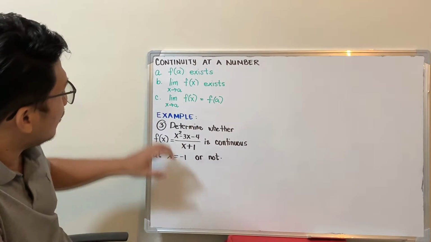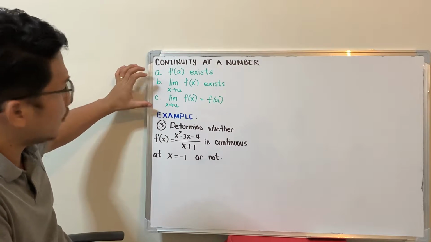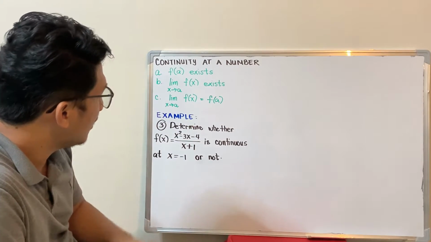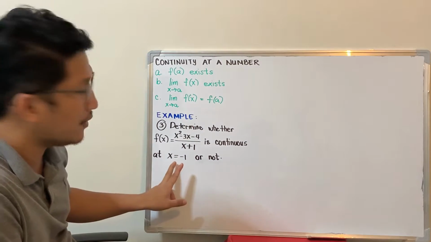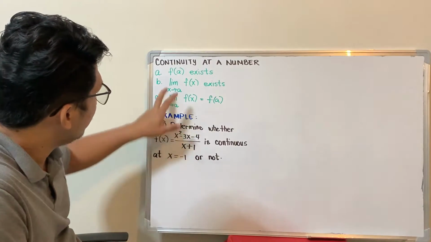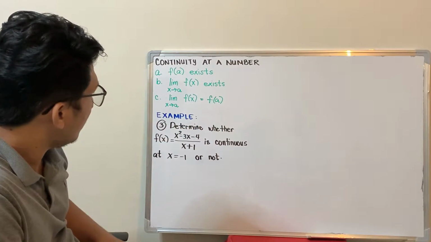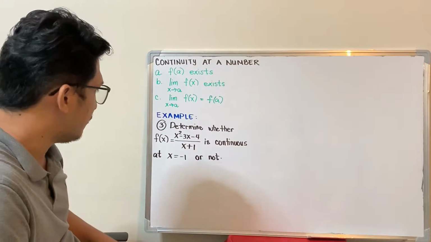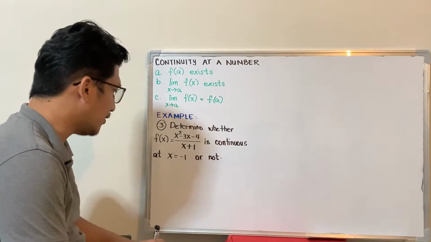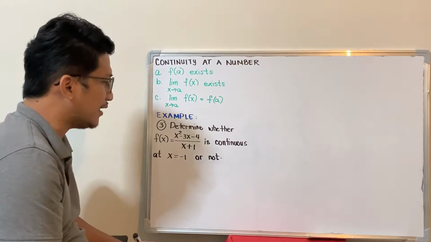In this case, we are to use gihapon the three conditions for us to identify if the function is continuous at this number or not. So first, we have to consider f of a, if f of a exists ba or wala. So all you have to do is to substitute, no? Pero actually, makita naman yung mudaan na dili, no?